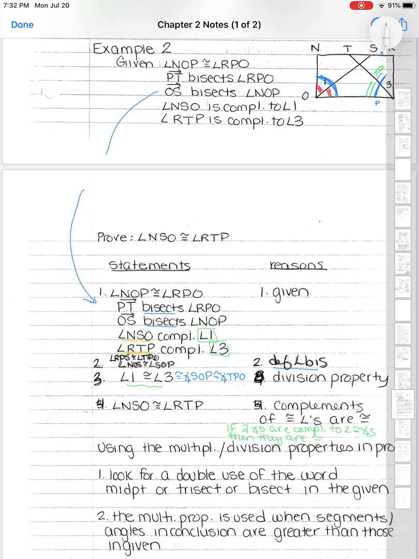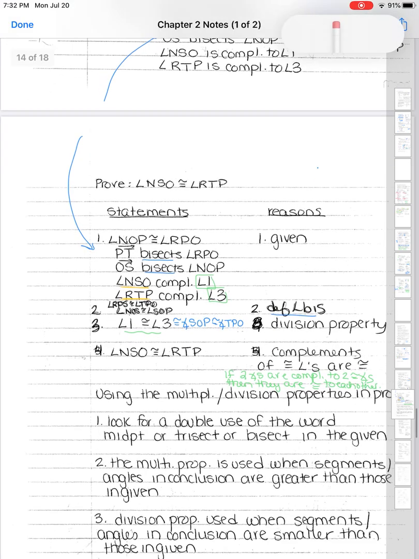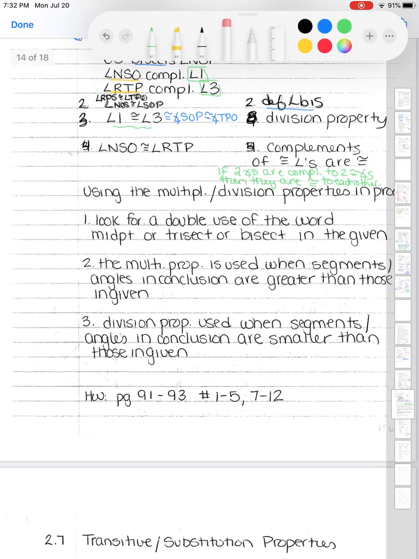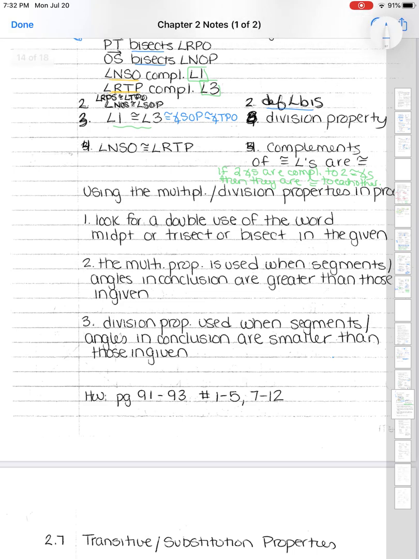So again, I'm going to write this reason out a little bit lengthier. So if two angles are complementary to two congruent angles, then they are congruent to each other. Okay? So please, again, it's so important that we review these ideas, proofs especially.